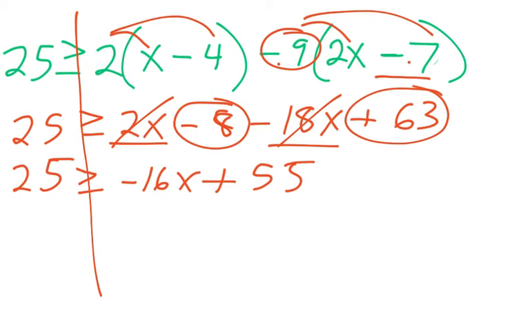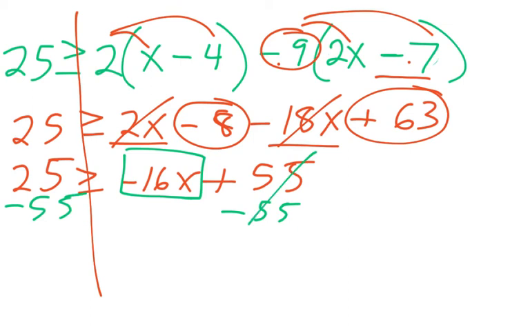And now we have to isolate the negative 16x. So since it's a positive 55, we're going to subtract 55 from both sides. Okay. So 25 minus 55 is actually negative 30.